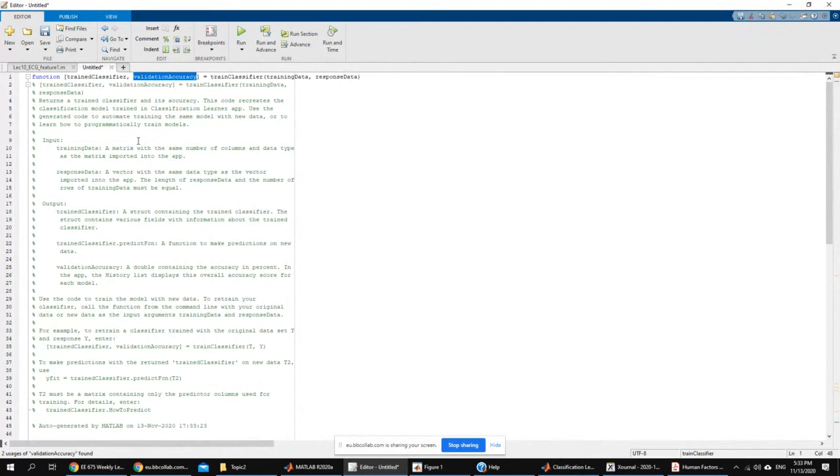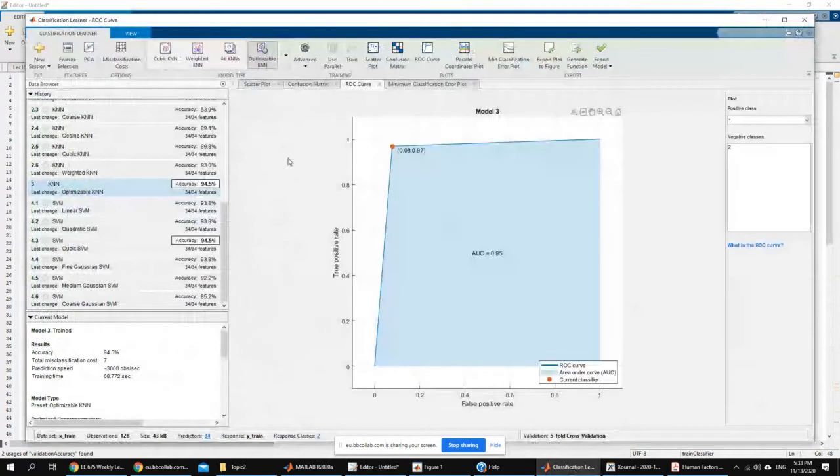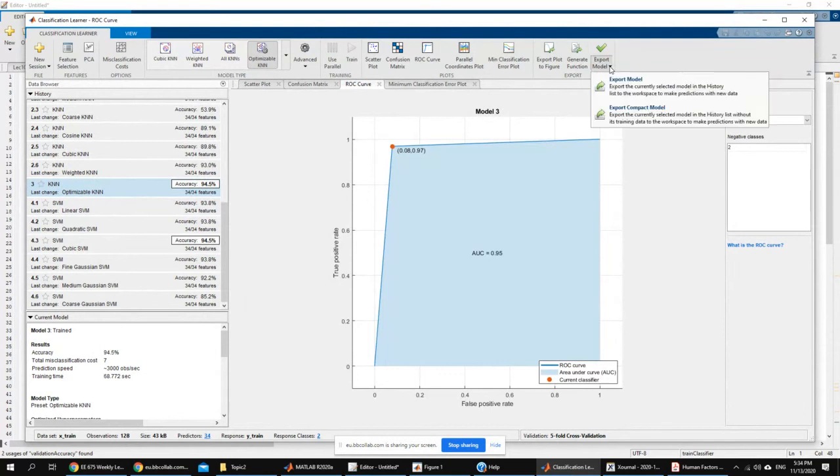So if you want to train your model, or get the model that had the best accuracy to use later on for your CAD system, you can just get it from this function right there. Another way of doing this, if you want to do it right now in your workspace, is you can just export the model.